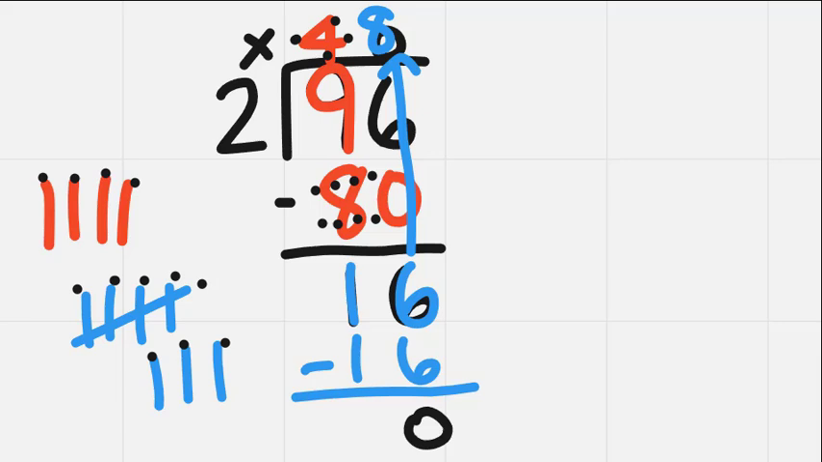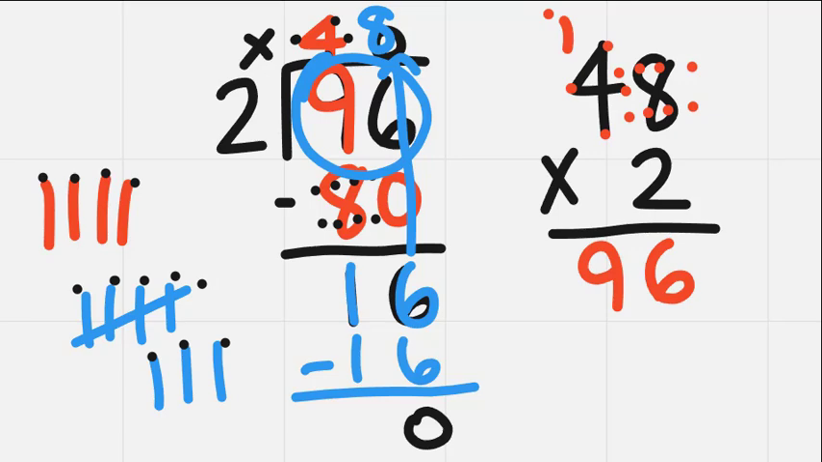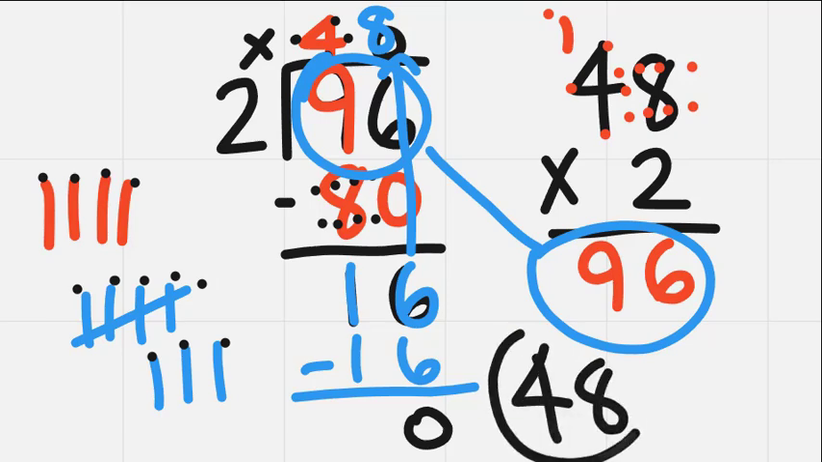Let's check our work. We have 48 as our answer, and we're going to multiply by 2 to check it. Let's count. 2 times 8, 2, 4, 6, 8, 10, 12, 14, 16. Put a 6 below, carry the 1. 2 times 4, 2, 4, 6, 8. Then add the 1, 9. If you see, I have 96 and 96. So that means that my answer of 48 is correct.